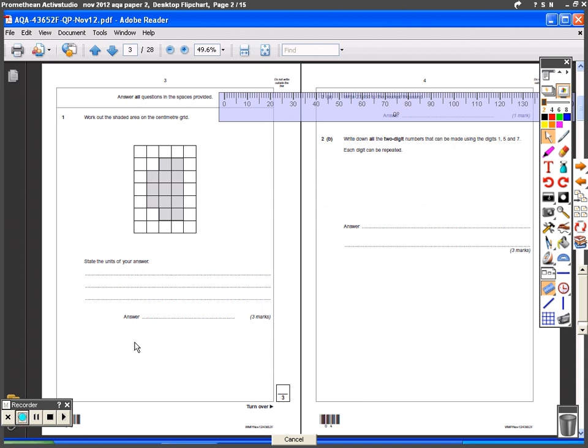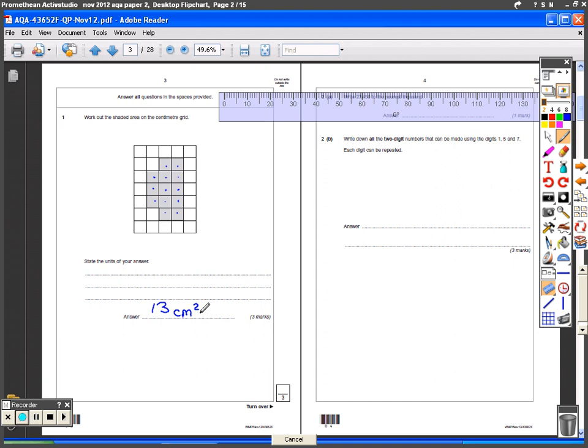Okay, question 1 says, work out the shaded area on the centimetre grid. State the units of your answer. Okay, so basically if it's on a centimetre grid, all you need to do is count the number of squares. So we've got 1, 2, 3, 4, 5, 6, 7, 8, 9, 10, 11, 12. We've got 13 shaded squares. So that's 13, and then of course the units of your answer would be centimetres squared, because we're on about an area.